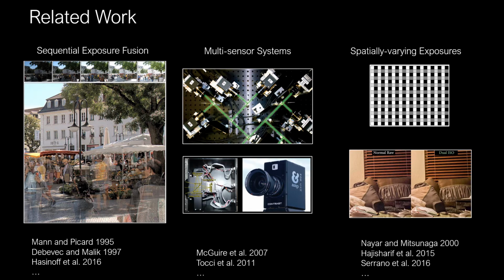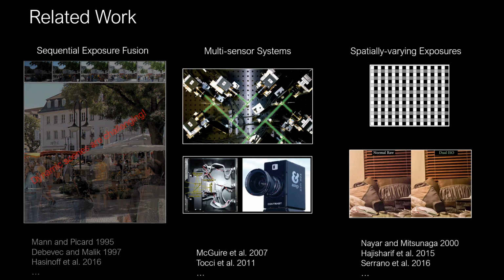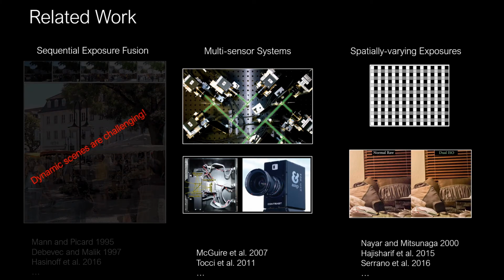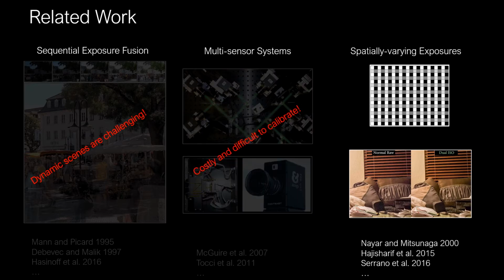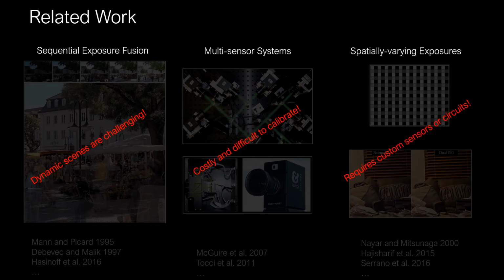For example, one can capture several photographs with different exposure settings, use camera systems with multiple sensors, or use an array of neutral density filters or custom sensor circuits to create spatially varying pixel exposures. However, sequentially captured images can create ghosting artifacts. Multi-sensor systems are costly and difficult to calibrate, and spatially varying pixel exposures require custom sensors or sensor circuits.